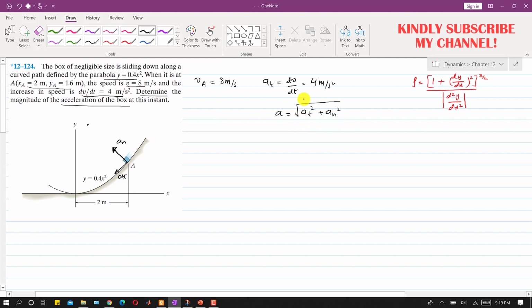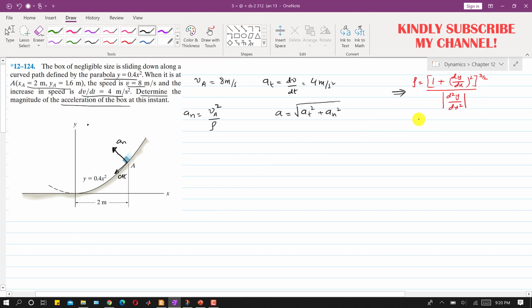As we know, at is given, so an is equal to the velocity at that particular point divided by the radius of the curvature, so va square over rho. So we need to find the radius of the curvature. This is the formula to find the radius of the curvature when we are given the y of x function, the path function. In this formula we are required to have the value of the first derivative and the second derivative at that particular point A.